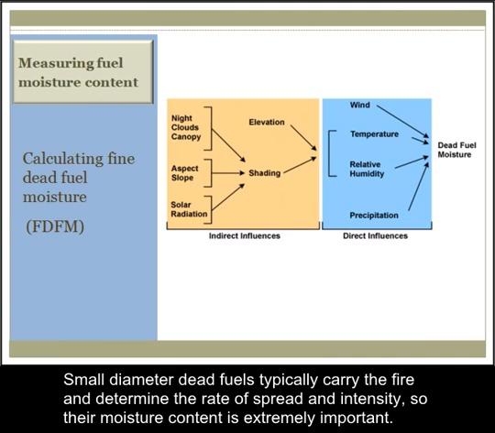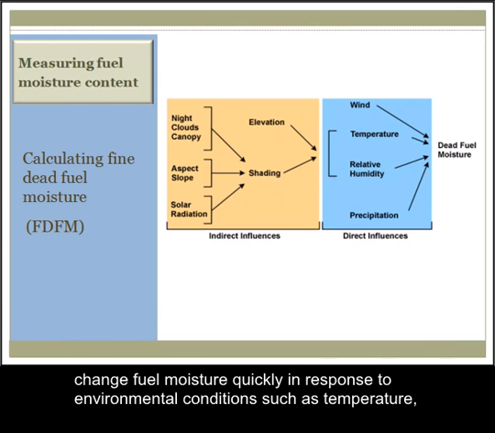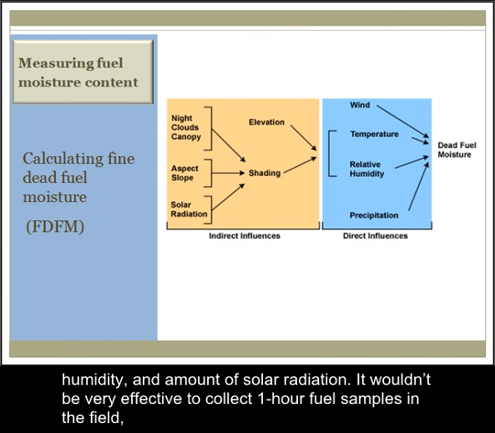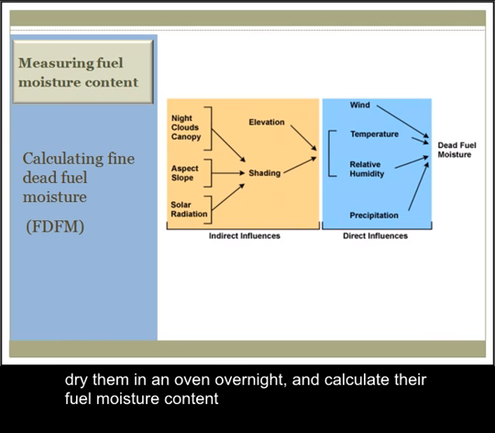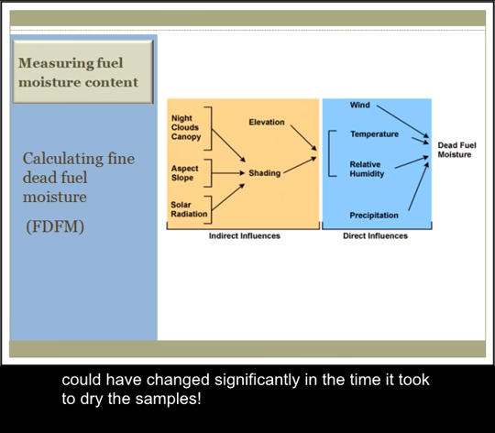Small diameter dead fuels typically carry the fire and determine the rate of spread and intensity, so their moisture content is extremely important. These fine fuels, small twigs, conifer needles, dead leaves, and grasses, change fuel moisture quickly in response to environmental conditions such as temperature, humidity, and amount of solar radiation. It wouldn't be very effective to collect 1-hour fuel samples in the field, dry them in an oven overnight, and calculate their fuel moisture content the next day, because the fuel moisture content of the 1-hour fuels in the field could have changed significantly in the time it took to dry the samples.